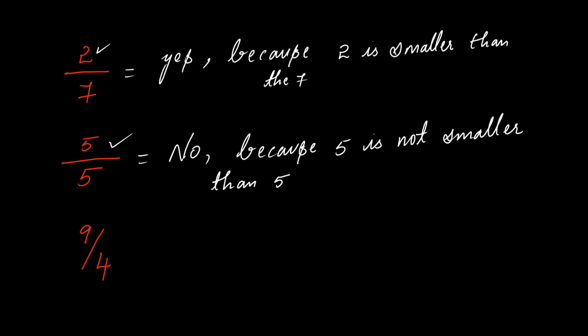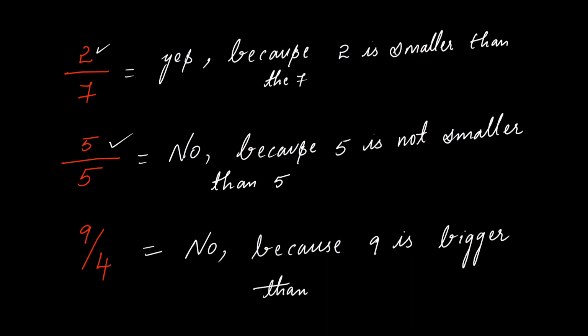Now let us see the last one. Is 9 by 5 a proper fraction? No, because 9 is bigger than the 5. Here this 9 is larger or bigger than the 5, or numerator is bigger than the denominator. That's why this is not a proper fraction.